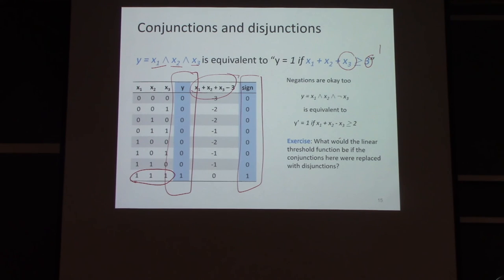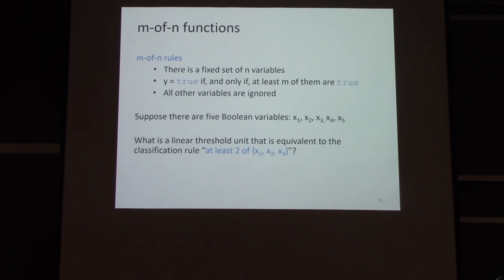Now, I'm going to go quickly past conjunctions and disjunctions and go to M of n functions, because these generalize both conjunctions and disjunctions. Remember that an M of n rule is there are a fixed set of n Boolean features. It may be a subset of the total number of Booleans out there. And the output is true if at least m of them are true. So in this case, the output is true if at least two of these three things are true.